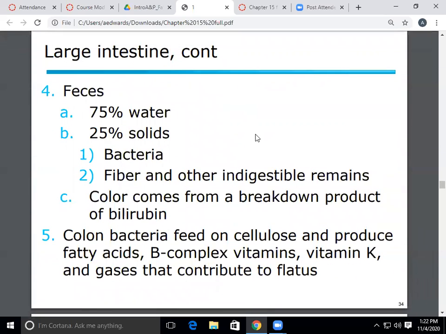Okay, feces. Actually, it's mostly water. Okay, 75%. 25% is solid. Okay, and that 25% solid is made up of bacteria. Also, it's made up of fiber, other materials you can't digest. So the color of the feces comes from a product that comes from breaking down bilirubin.